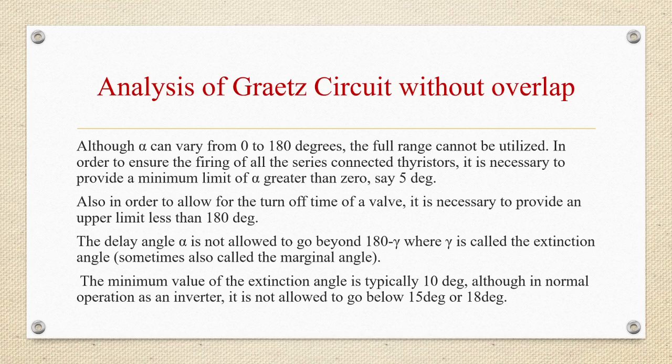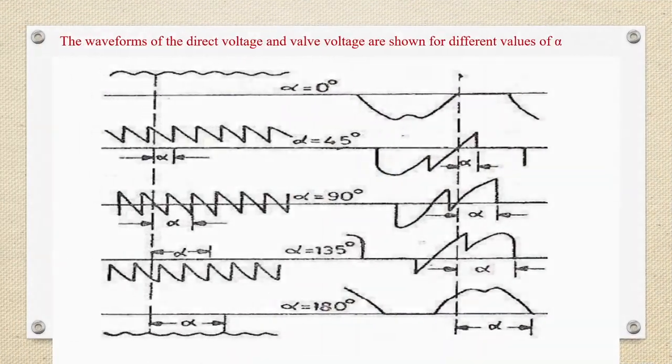So, the delay angle alpha is not allowed to go beyond 180 minus gamma, where gamma is called the extinction angle. Sometimes it is also called the marginal angle. The minimum value of the extinction angle is typically 10 degrees, although in normal operation as an inverter, it is not allowed to go below 15 degrees or 18 degrees.